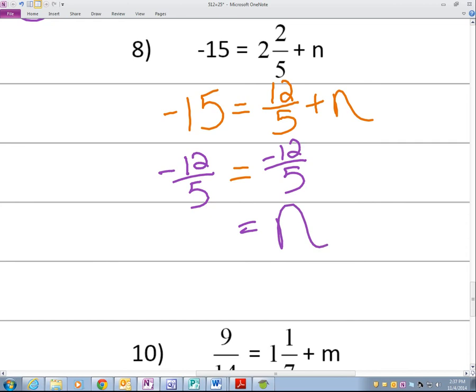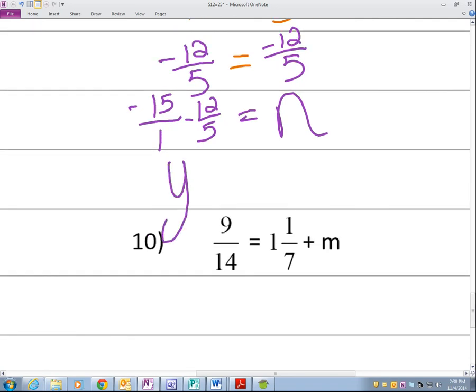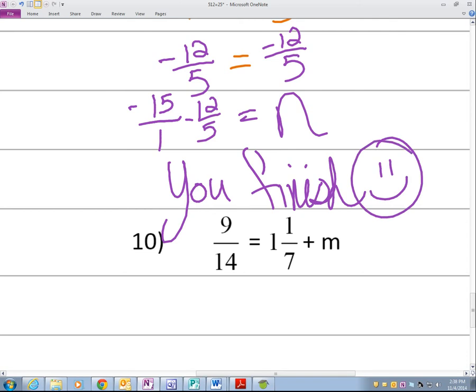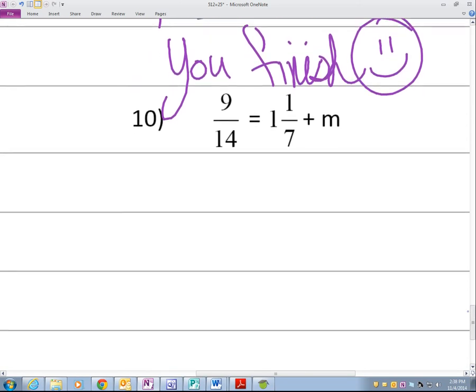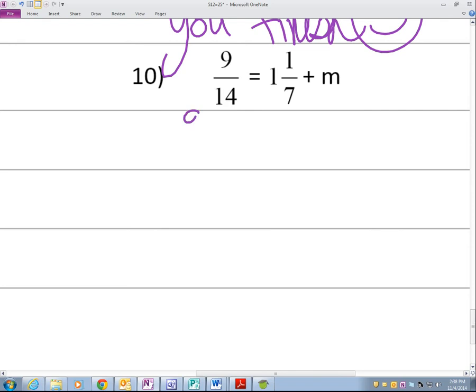I have to subtract. I'm going to use a different color. And equals negative 15 minus 12/5. Negative 15 becomes negative 15 over 1. So there's a setup. Once again, you finish. Number 10. Oh, this one's too easy. I don't even know why I had you guys do this one.